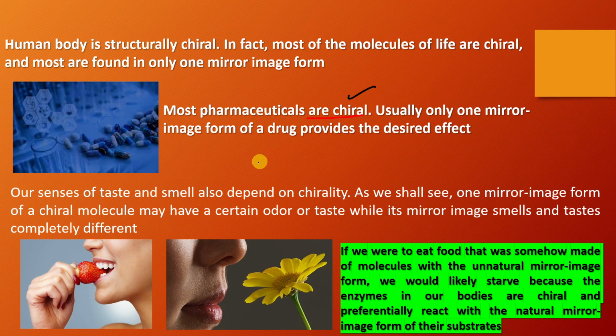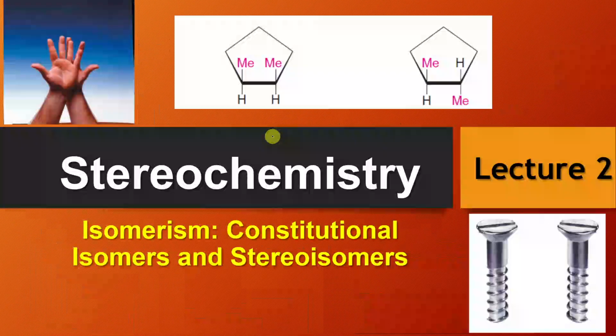If two molecules are chiral, they are structurally the same, with the same bond connectivity and the same three-dimensional structure, but still they are different because they are chiral. That's why chirality is a very important topic in organic chemistry. All those aspects of chirality and stereochemistry will be discussed in detail in this lecture series. In the next lecture, I will discuss isomerism, that is, constitutional isomerism, stereoisomerism, etc.